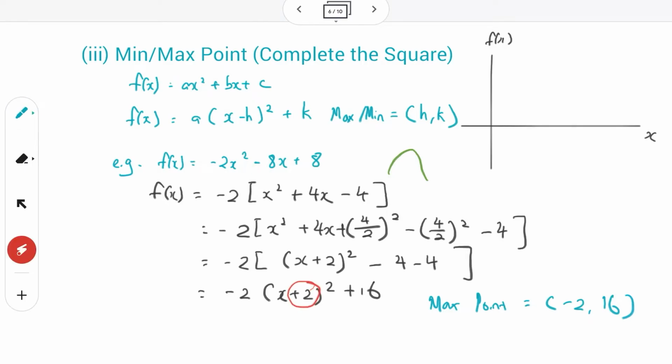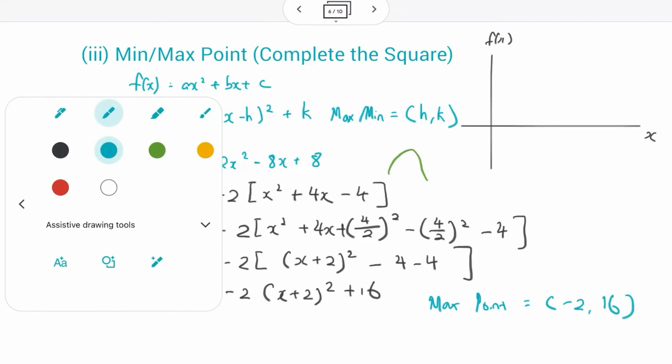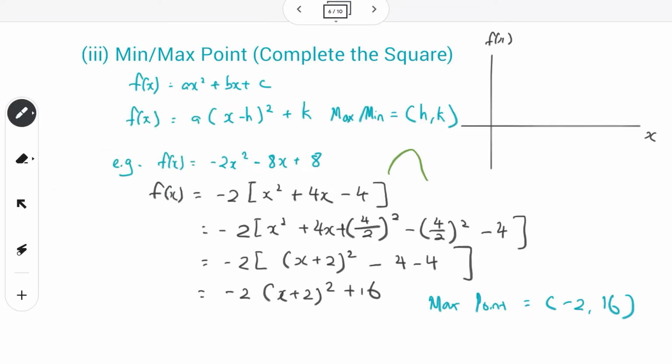Note that whatever is in here, it will have to be multiplied by -1, i.e. if it's a positive, it must turn into a negative. If here is a negative, it will be a positive value. Therefore, this is our maximum point, and we can know that our graph will look something like this. So (-2, 16) would be somewhere here, and therefore your graph will be something like that. I'm sorry for the hideous graph, but you will know that the maximum point is somewhere here.